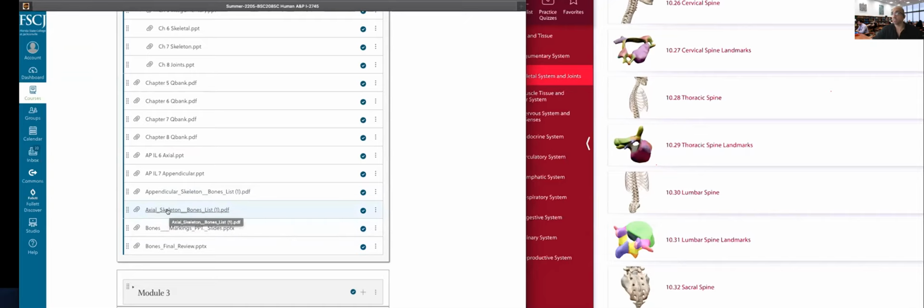So we are almost done with the axial skeleton. Please get this done. Study this to get a chance to review it before the actual exam. And the best time for you to study this is today. Don't wait until next week or whenever you get the chance. All right, questions.